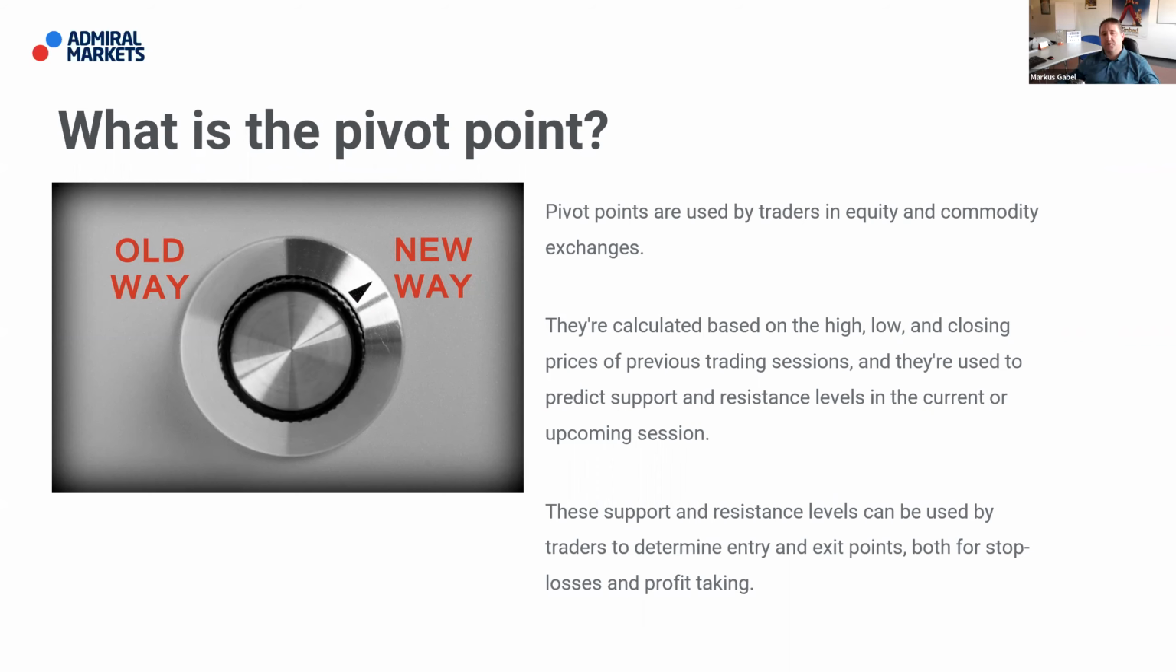So pivot points are used by traders in equity and commodity exchanges, and they were created at the stage in Chicago and in New York, where traders really traded equity and commodity exchanges, especially on these two places. And they were calculated based on the high, low, closing price of the previous trading session, most of the time the last day. And they are used to predict support and resistance levels in the current or the upcoming sessions.